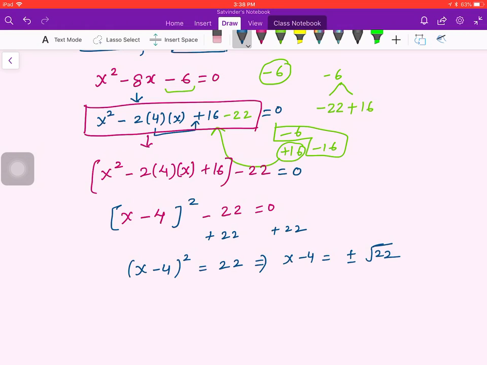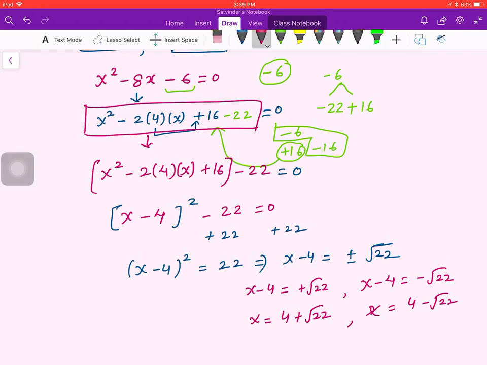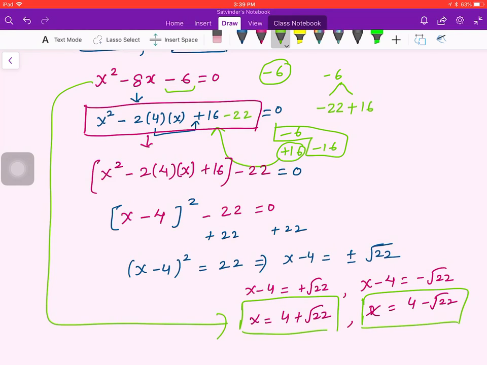So we'll continue with the positive value and negative value. First case, x minus 4 is positive square root of 22. Second case, with negative square root of 22, and now get the values of x. So negative 4, so we have to add 4. So x equals 4 plus square root of 22, and x equals 4 minus square root of 22. So these are the two solutions of our equation x square minus 8x minus 6. Hope you understand now.